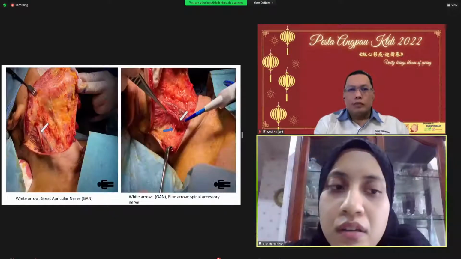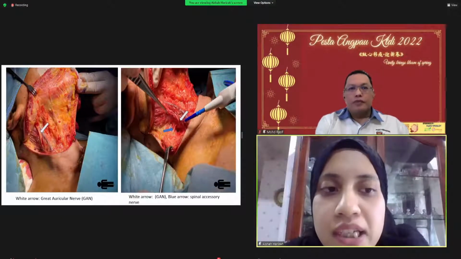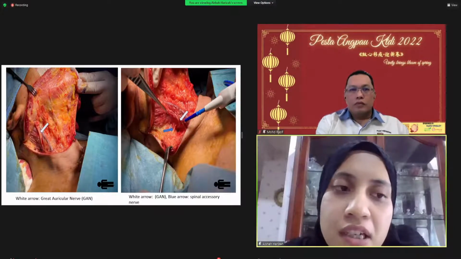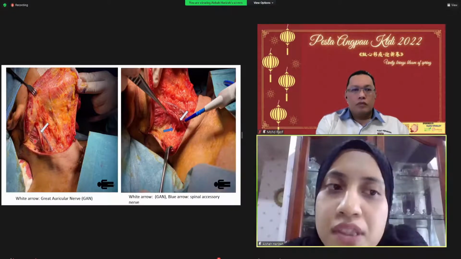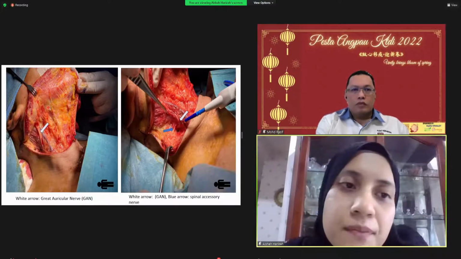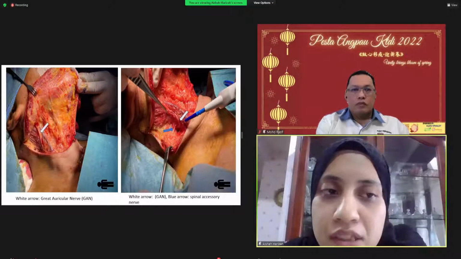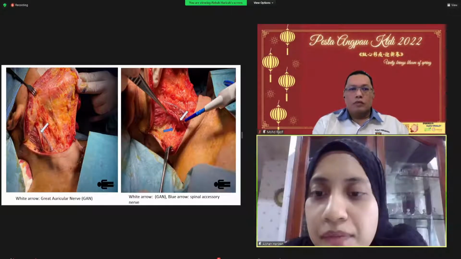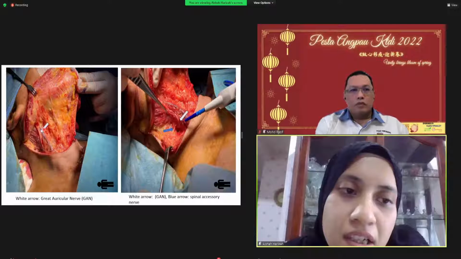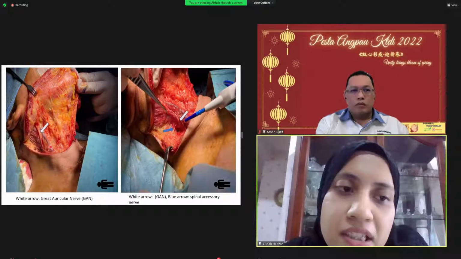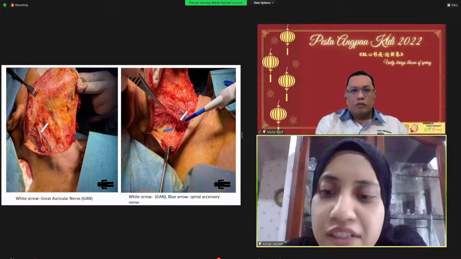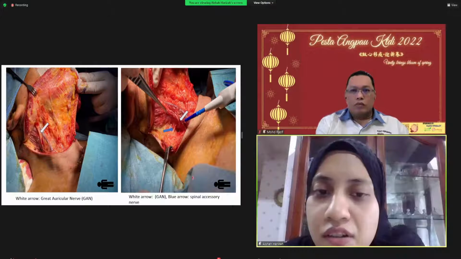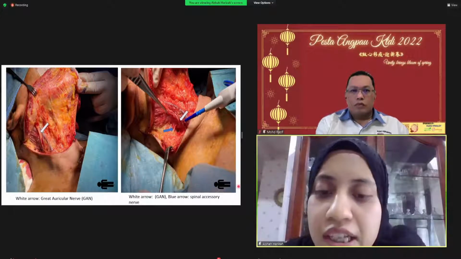Okay, so we proceeded with the bilateral selective neck dissection level 1 to 3. As you can see, the first incision we made was a subplatysmal flap, elevated superiorly to the level of the lower border of the mandible, and inferiorly to the level of the cricoid. We delineate the external jugular vein, and the great auricular nerve is identified and preserved. On the picture on the right side, this is caudal, and this is cranial.